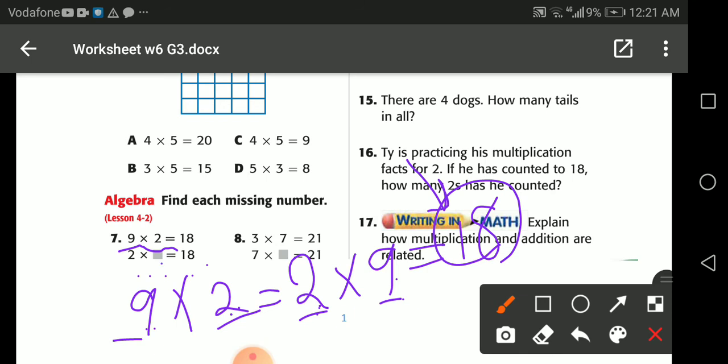So what should I write here? What's missing? If I say 2 like 2, 18 like 18, the missing number is 9. And this one, 7 like 7, 21 like 21, the missing number is 3. Easy one.